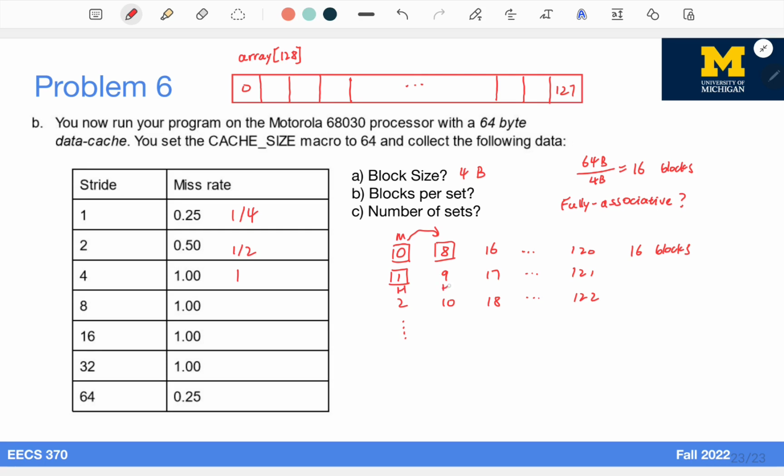And if this is the case, we should have a miss rate of 1/4 if we use the similar process we made in part A. However, the question tells us that when stride equals 8, our miss rate is still 1, which is not consistent with our assumption. That means our fully associative cache assumption is not true.